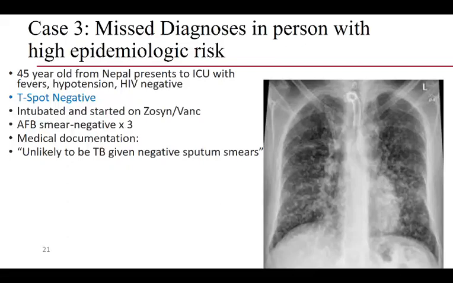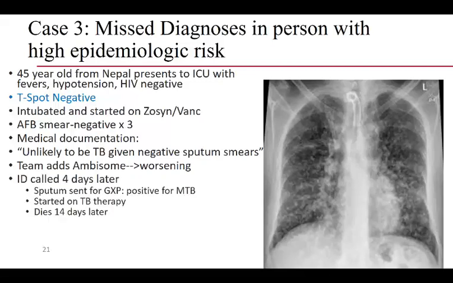The team shifted gears to thinking about fungal pathogens and added antifungal agents, but the patient continued to worsen. Several days later, an infectious disease consultation was obtained, and sputum was additionally sent for nucleic acid amplification testing with the GeneXpert or GXP assay, and was positive for M. tuberculosis. The person then was able to be started on TB therapy, but unfortunately passed away 14 days later.